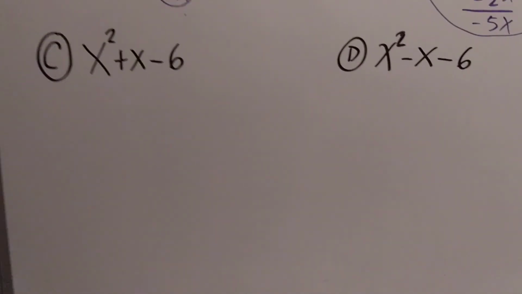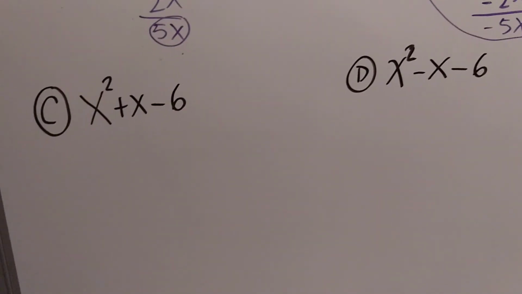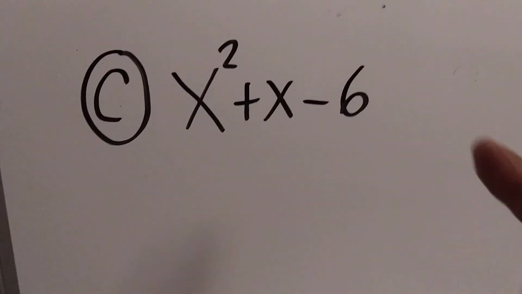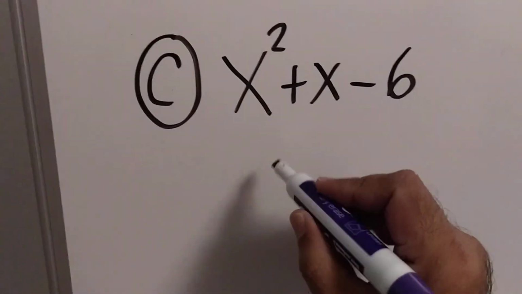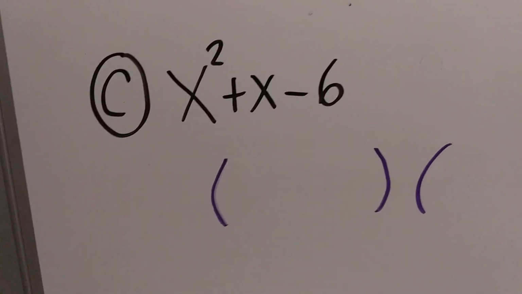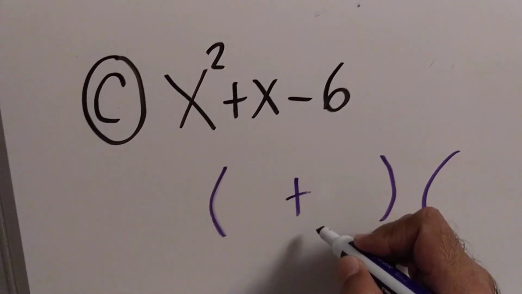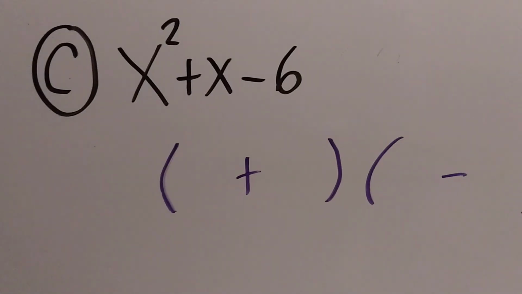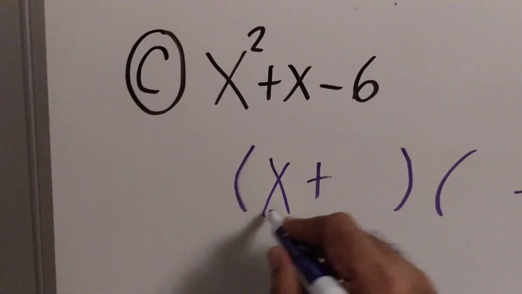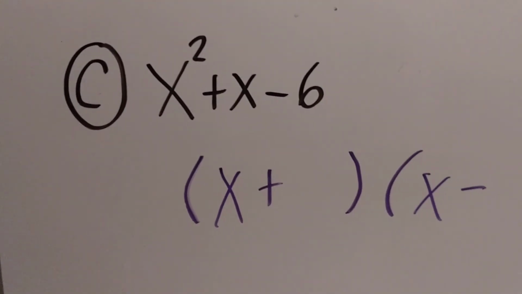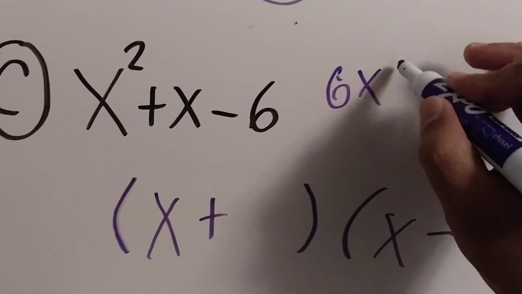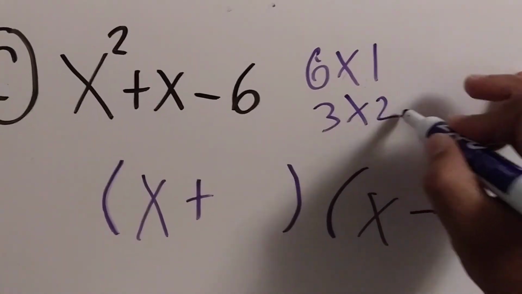Okay, now let's look at, as I mentioned when I was showing you the stuff in my notes, if we have a negative instead of a positive on the second sign, that means that one of your parentheses will have a plus and one of your parentheses will have a minus. The first term in this case, because it only has an exponent of 2, you will split equally as x and x. Now here, again, we're going to be using either 6 times 1 or 3 times 2.